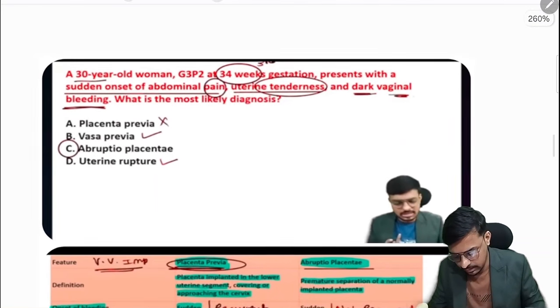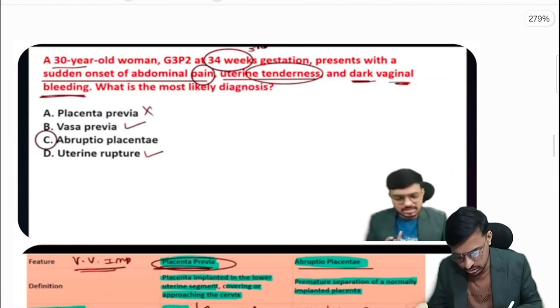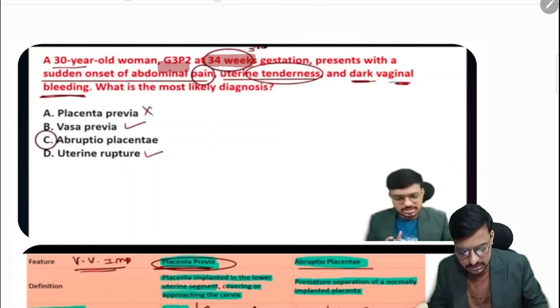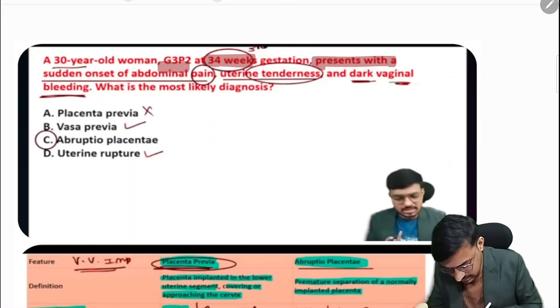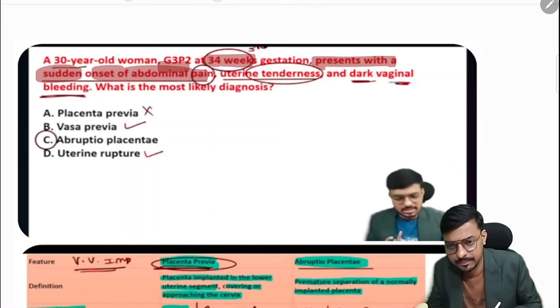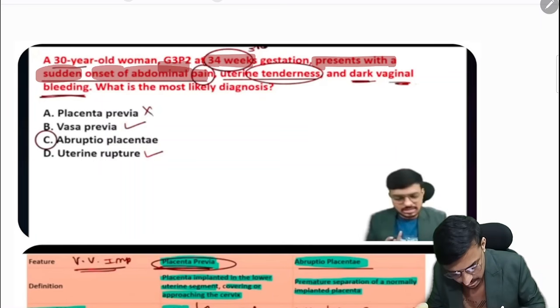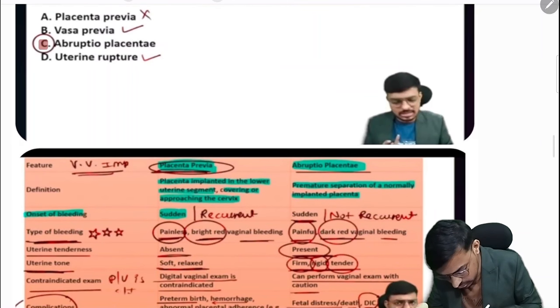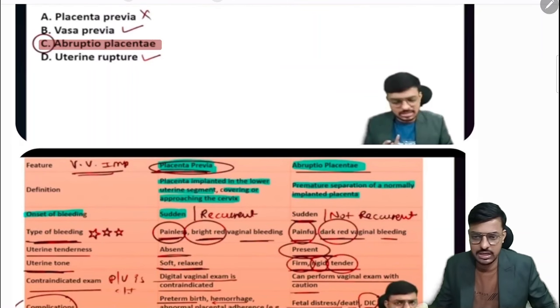Look at this one. A 30-year-old woman, same question. Here just a G3P2, and now she is at 34 weeks gestation and presents with sudden onset of abdominal pain, uterine tenderness, and dark vaginal bleeding. What is the most likely diagnosis? Same question, abruptio placenta, which was asked in your exam.